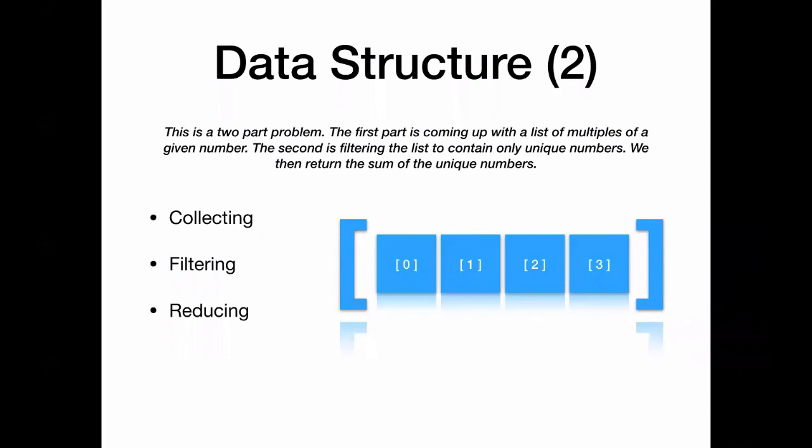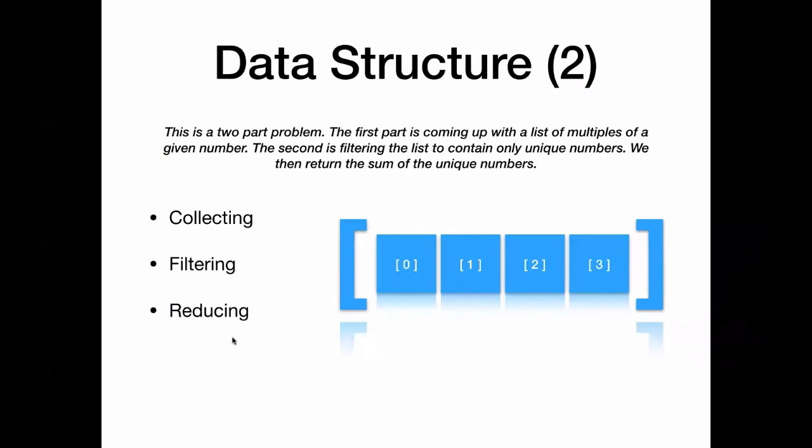The second is filtering a list to contain unique numbers, and then we return the sum of those numbers. If you notice here, I'm framing this question. I was thinking of Ruby as a programming language. So the first one is collecting, so I need to get all those multiples. The second one is I'm filtering, and the third one is I'm reducing.